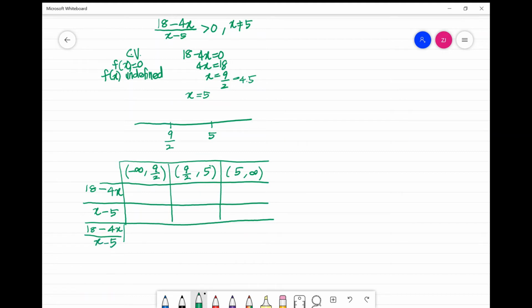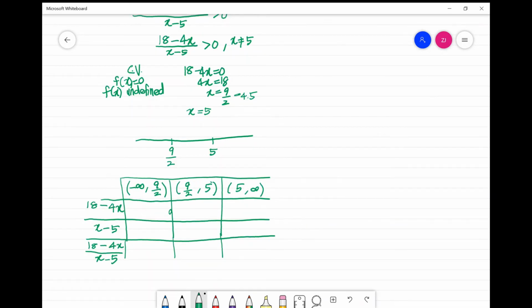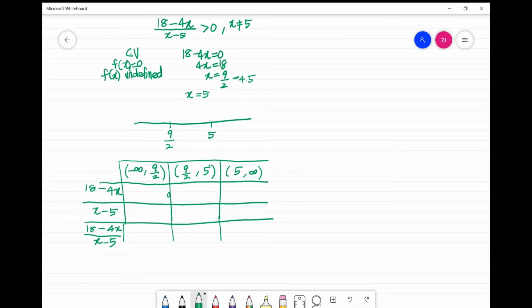Okay, so now how to fill in the table with signs. We see 9 over 2 is the root of 18 minus 4x, so we will get 0 here. Please bear in mind the sign of x is negative, so we will have all negative signs on the right of 0 and positive on the left of 0. And 5 is the root of x minus 5, so we have 0 here. Because the sign of x is positive, we will have positive on the right and negative on the left of 0. Then we find the conclusion: positive divided by negative is negative, positive, and negative.